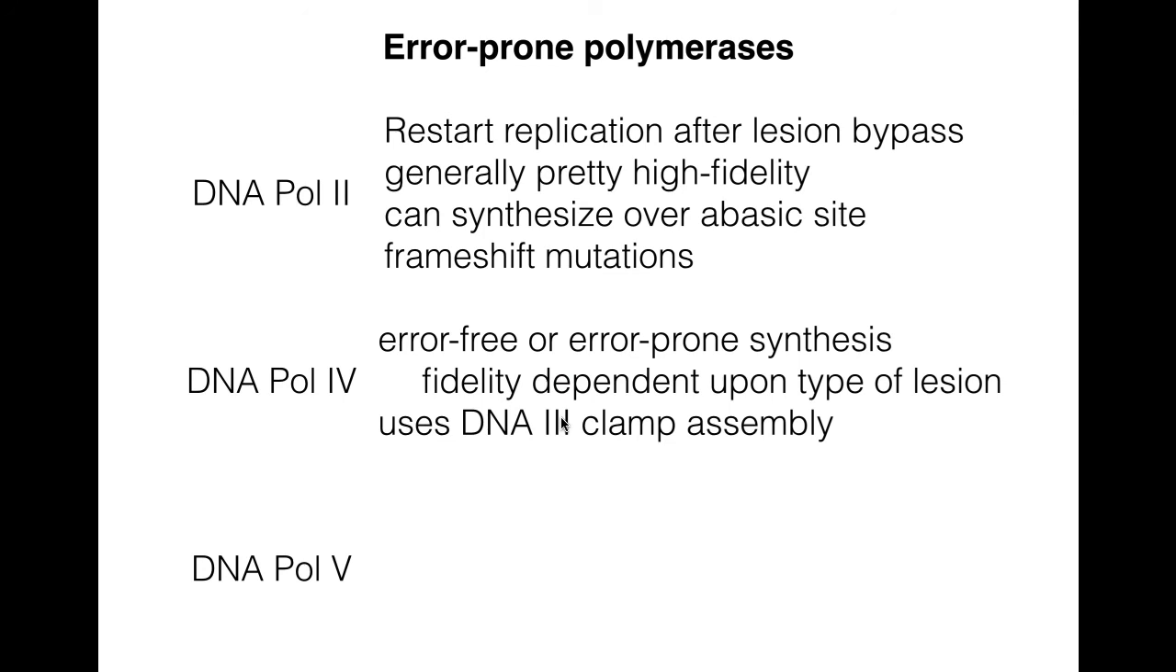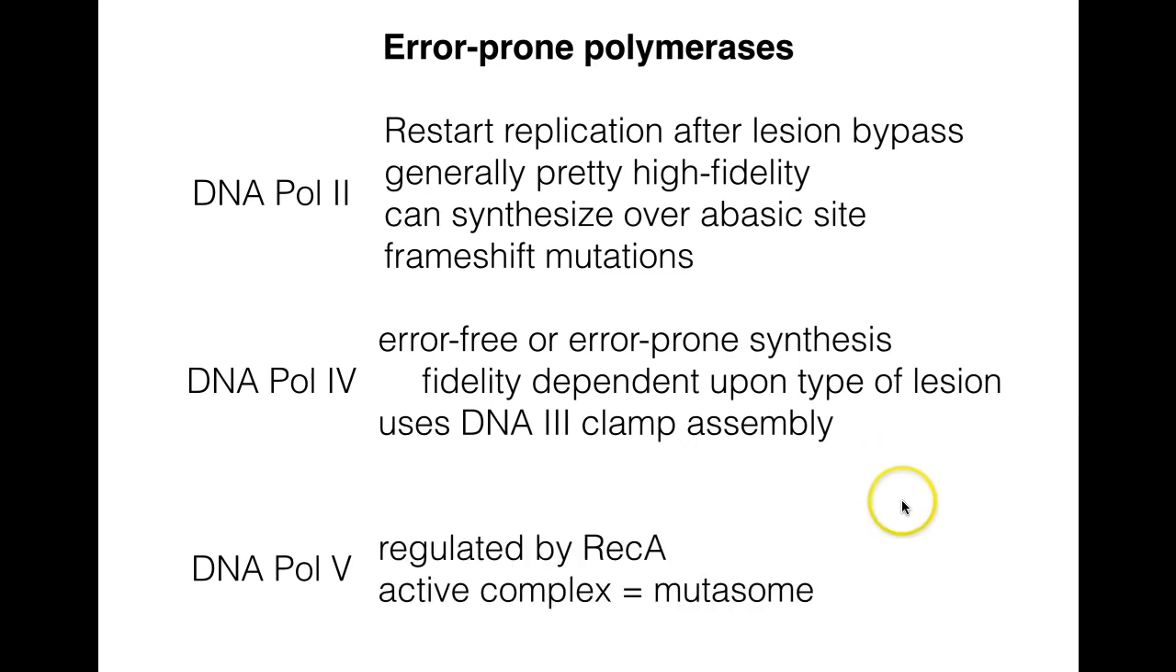The actual switching mechanism for that clamp assembly is totally unknown, but the key for DNA polymerase 4 is that it can synthesize across the cyclobutane thymine dimers, the 6-4 photoproducts, abasic sites, and large covalent adducts. It not only fixes the lesion, but it can also introduce untargeted mutations in sites that appear to be undamaged, and that still isn't really well understood as far as how it's introducing new errors.